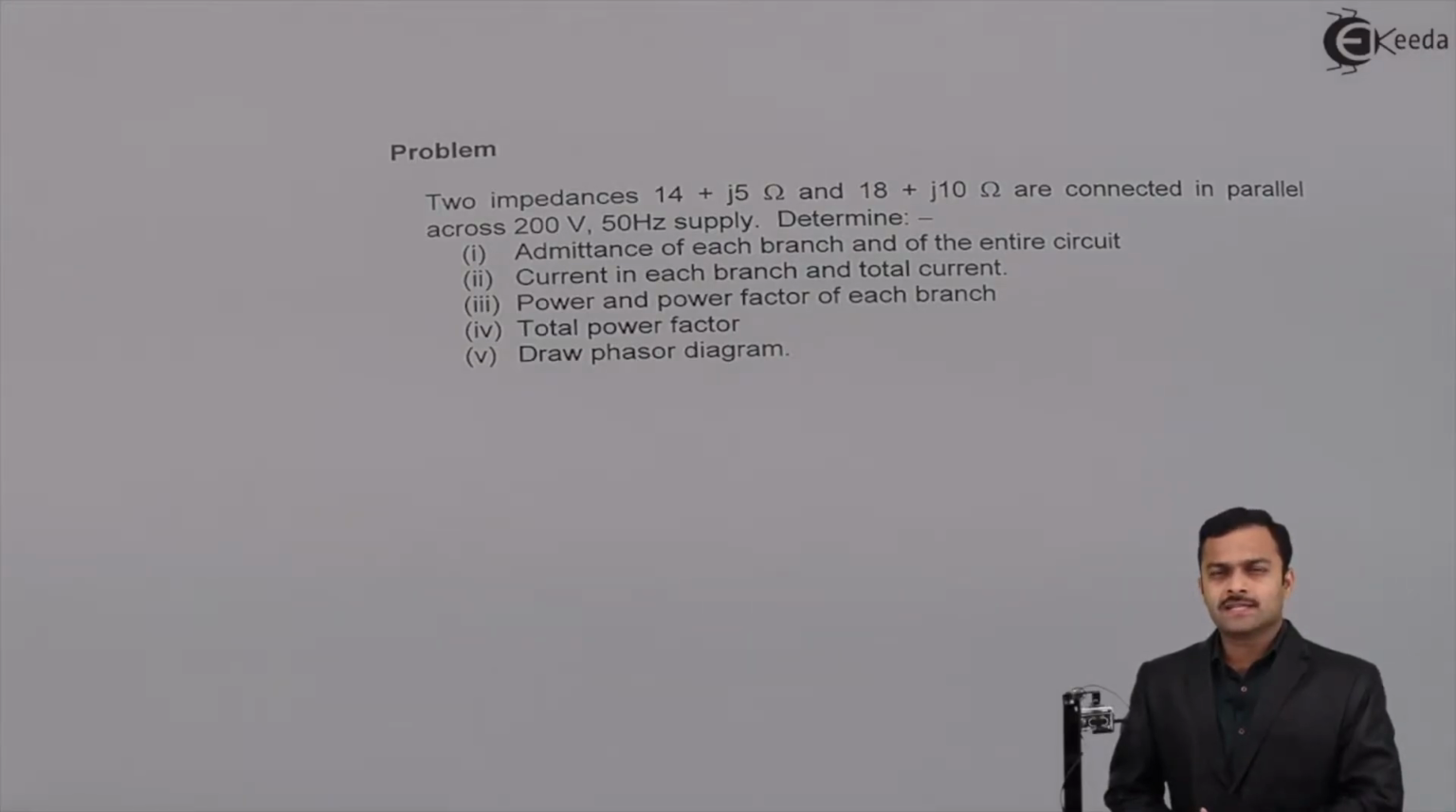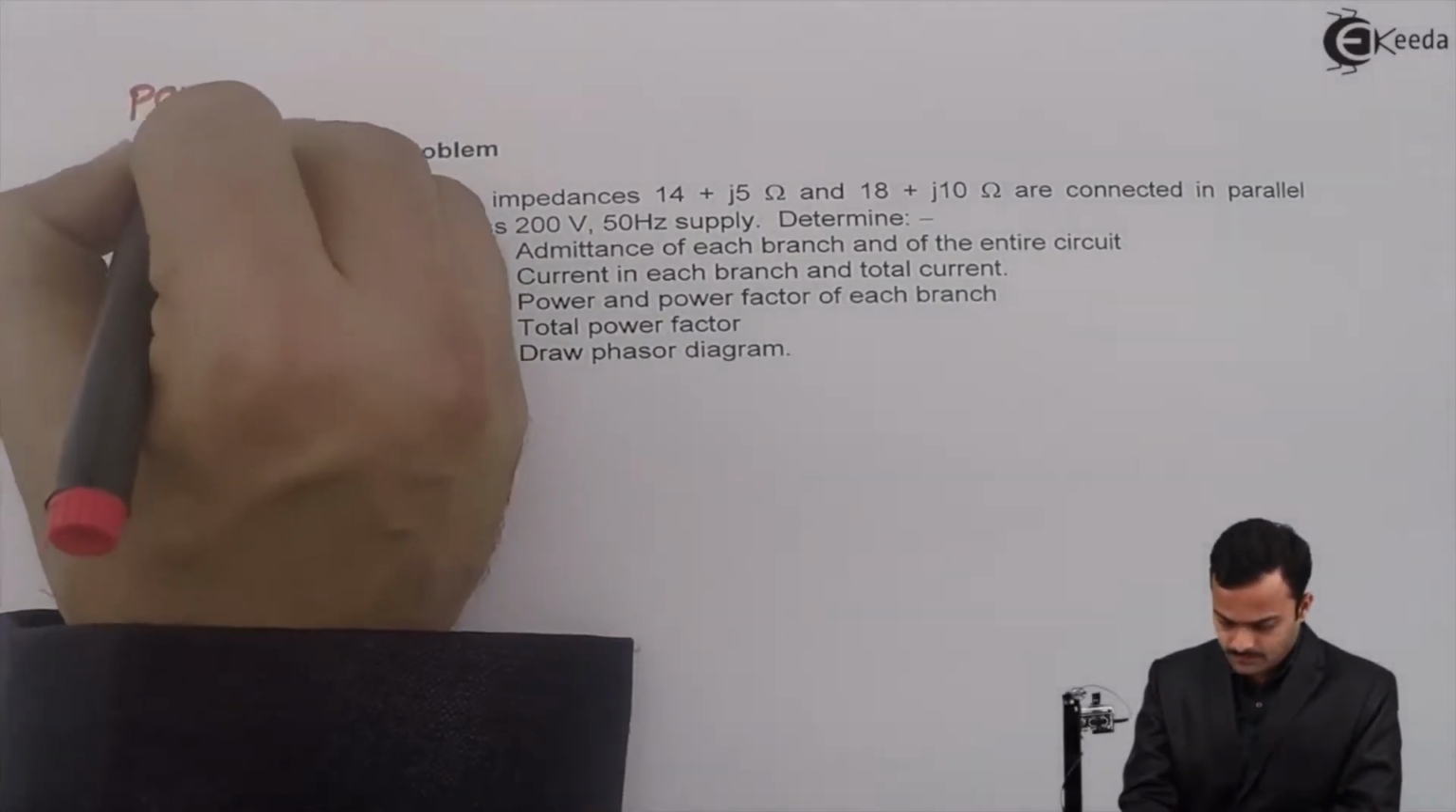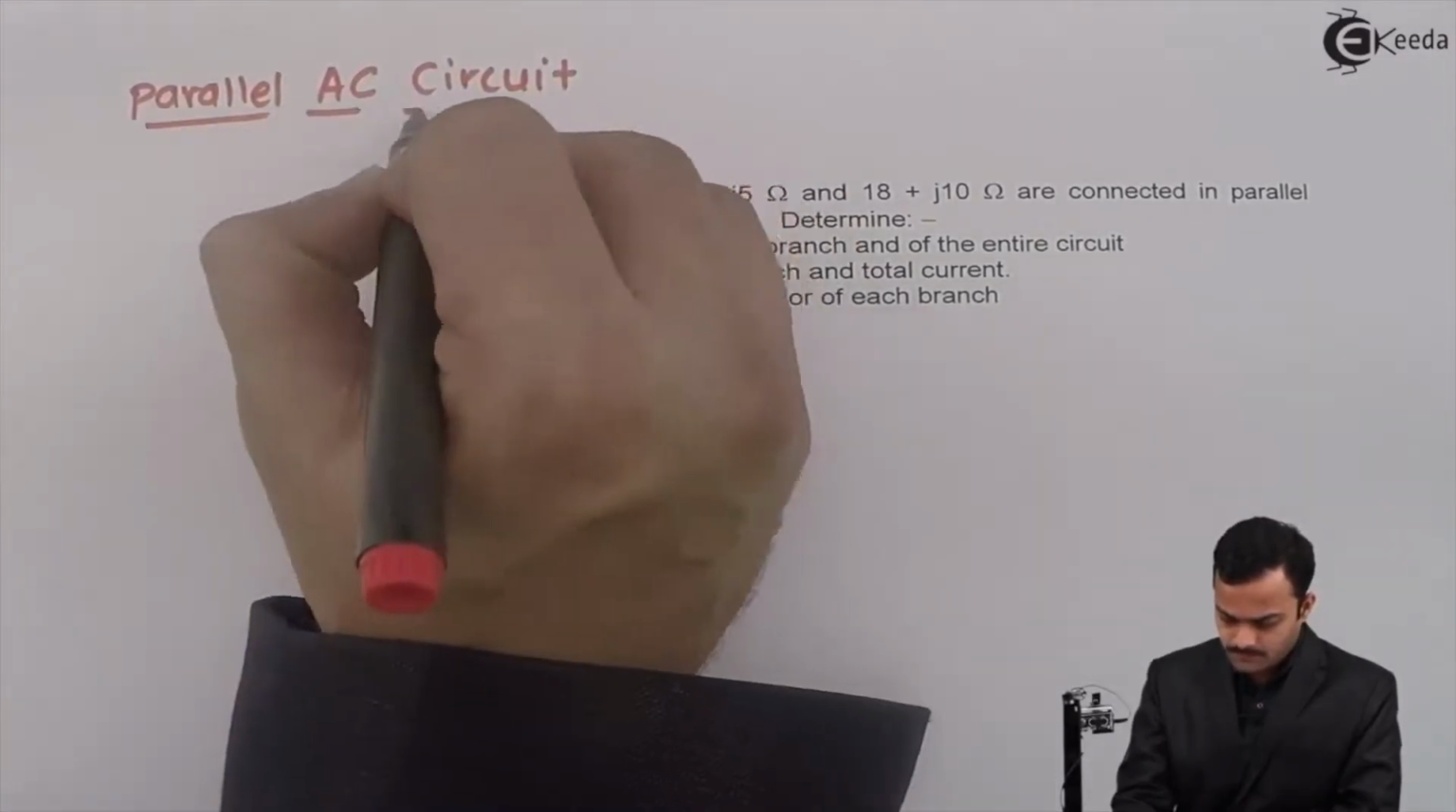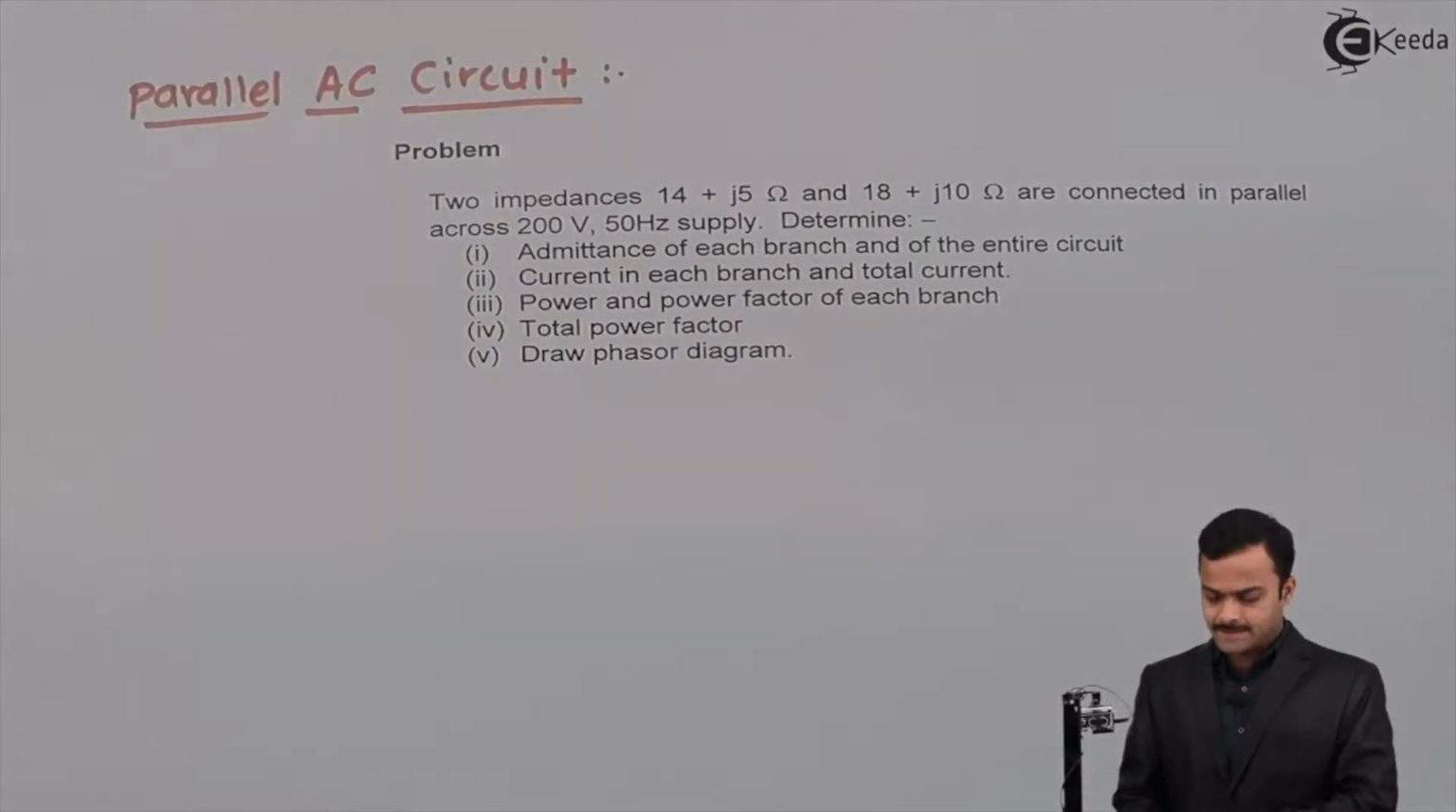Friends, in this video we are going to see a problem based on parallel AC circuit. The problem statement is like this: two impedances 14 plus j5 ohm and 18 plus j10 ohm are connected in parallel across 200 volt 50 hertz supply.